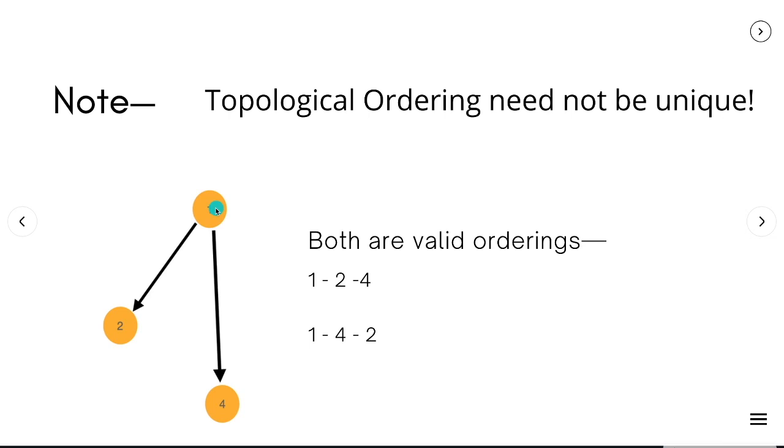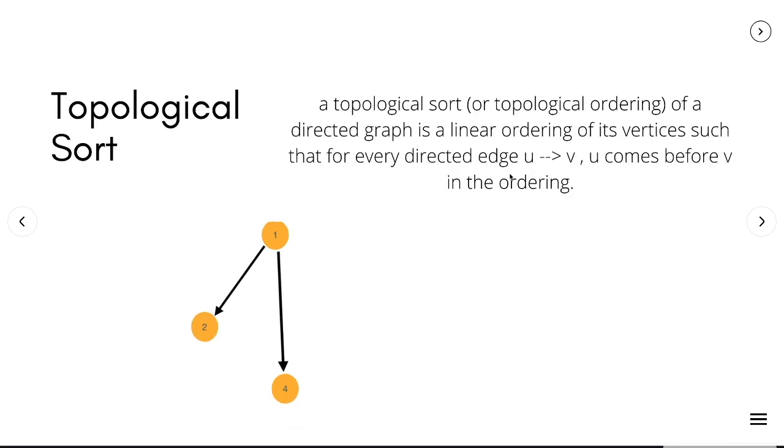However, what is not valid is something like 4, 1, 2, because there is an edge from 1 to 4, and having something like 4, 1, 2 will violate that. That is not a topological order. For every directed edge that goes from u to v, in the topological order, u should come before v. It need not be immediately before v, but it has to be somewhere before v.